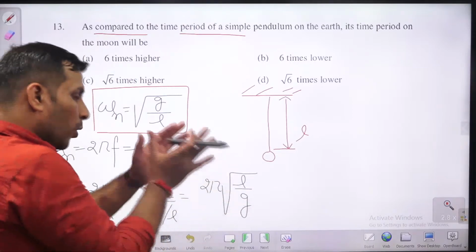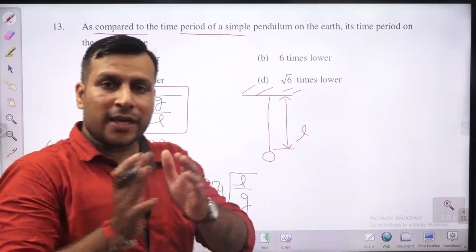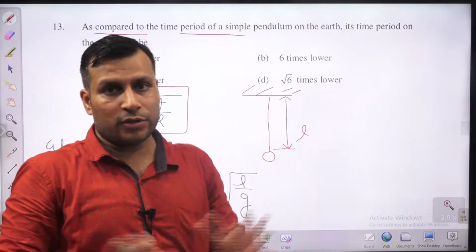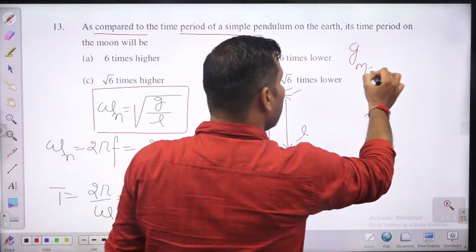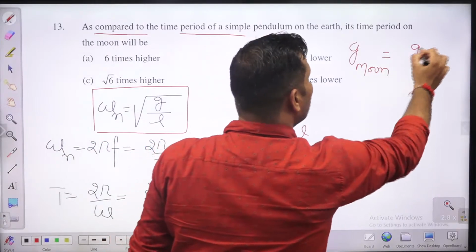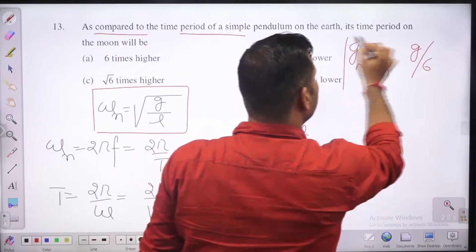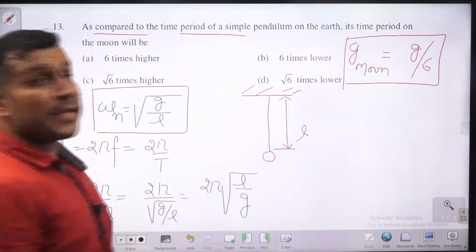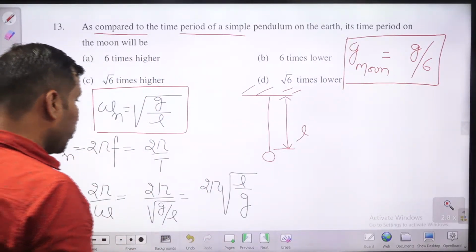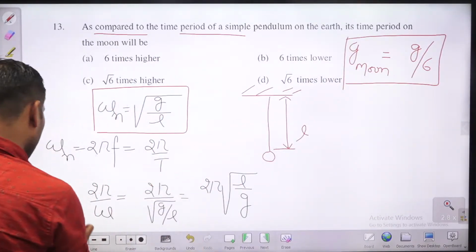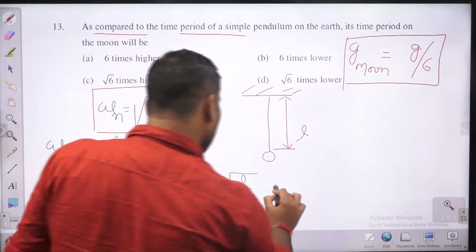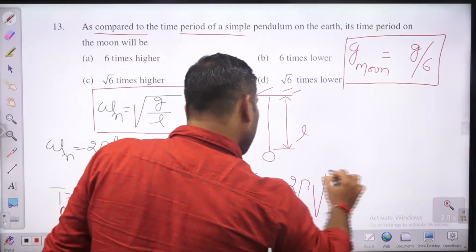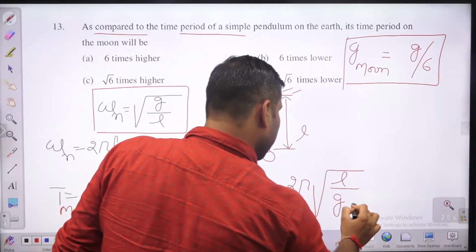Now the same pendulum you are checking on Earth and also on Moon. There is no change in the length. But guys, how much is the acceleration due to gravity on Moon? Acceleration due to gravity on Moon is 1/6 of the acceleration on Earth. G on Moon is g by 6. So if you put it here, this is the time period on Moon, with the acceleration due to gravity being g by 6. So this is 2 pi under root l by g by 6.